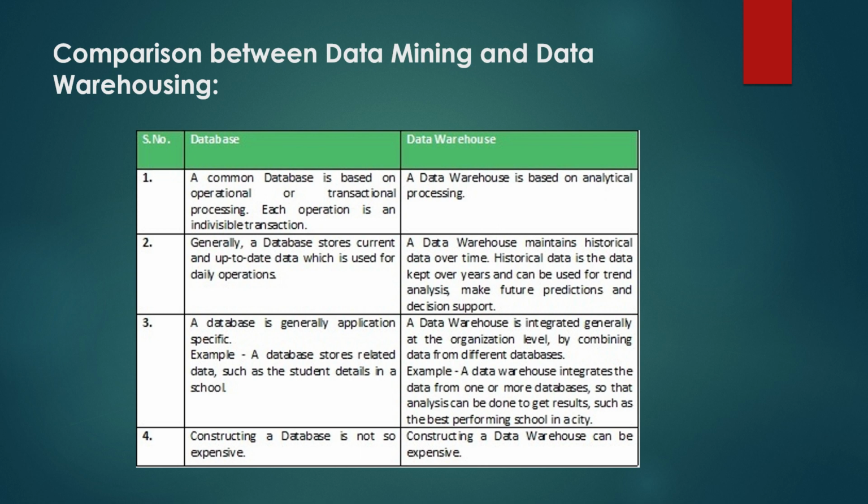Historical data is the data kept over years and can be used for trend analysis, making future predictions, and decision support. A database is generally application specific. For example, a database stores related data such as student details in a school. A data warehouse is integrated generally at the organization level by combining data from different databases. For example, a data warehouse integrates the data from one or more databases so that analysis can be done to get results, such as the best performing schools in a city. Construction of a database is not so expensive. Construction of a data warehouse can be expensive.